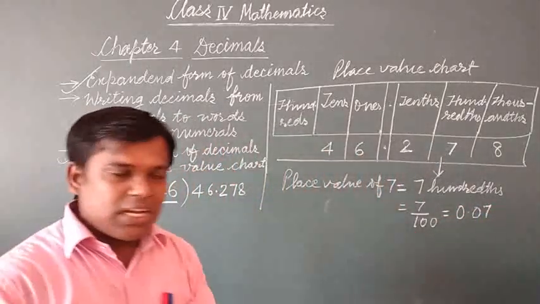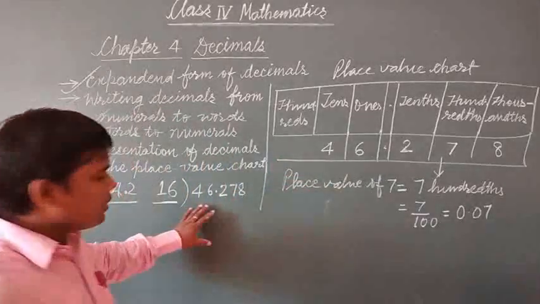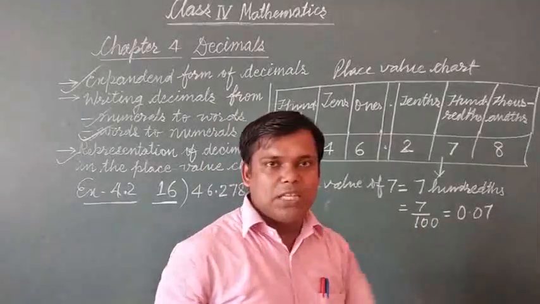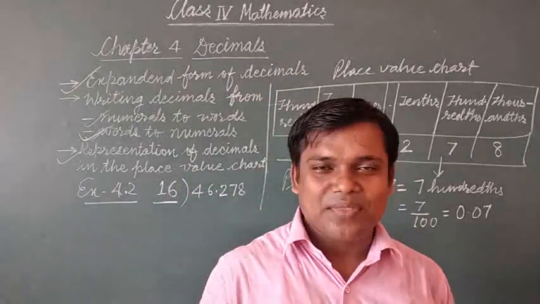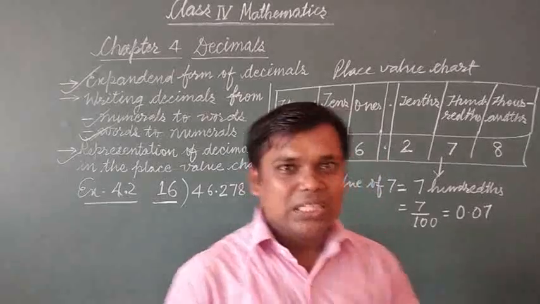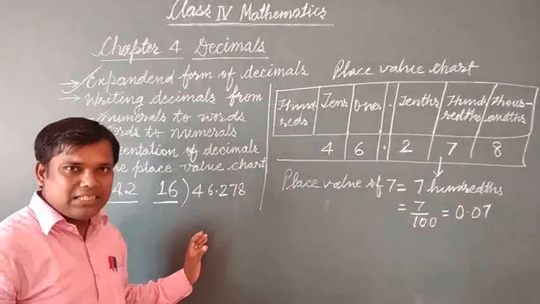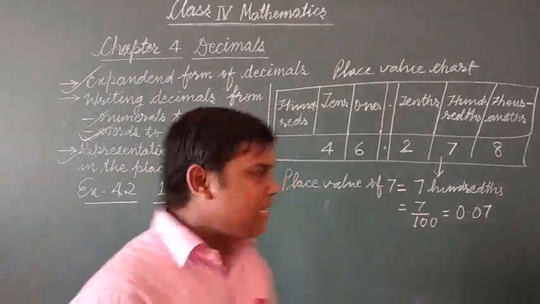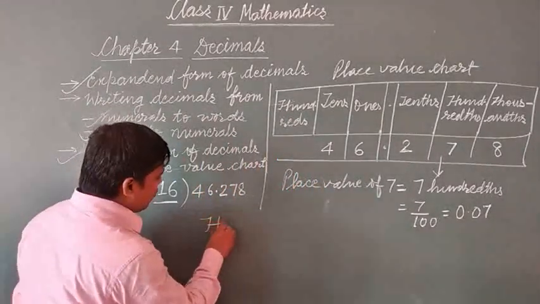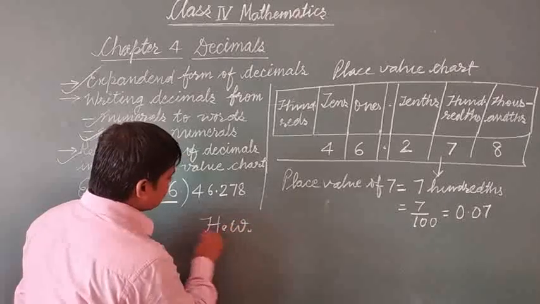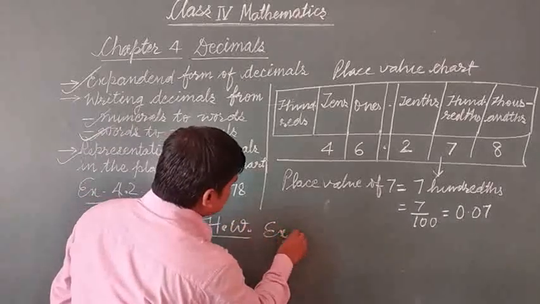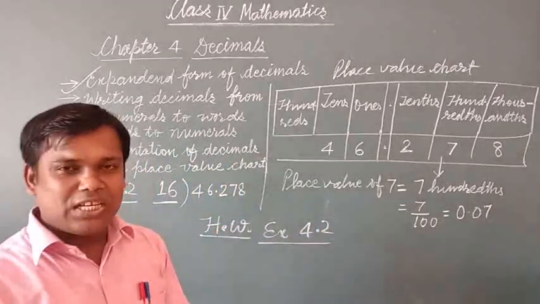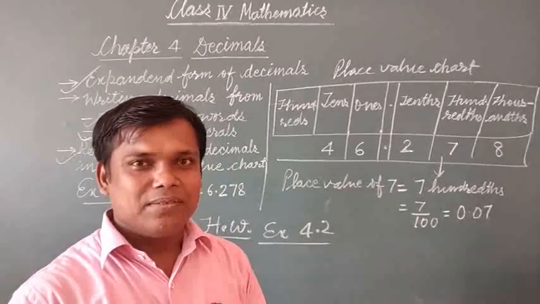Like this, you can represent all the decimals which are given to you in the place value chart, and then write the place value of digit 7. I hope you understood all the topics that I discussed here. On the basis of this discussion, you will solve the exercise. Means your homework will be exercise 4.2. So thank you students for this class. Bye. Please take care.